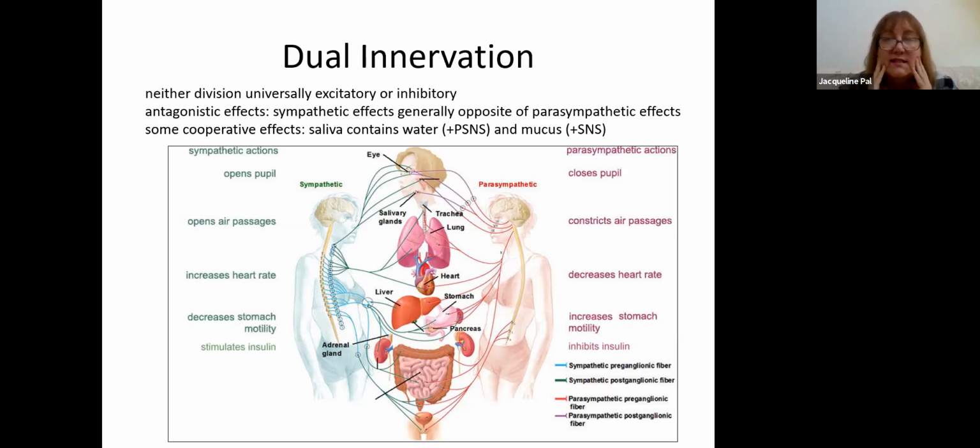For instance, when we look at saliva coming from our 3 salivary glands, 2 of the glands give us water in our saliva, and that's a parasympathetic effect, and 2 of the glands give us mucus, and that's a sympathetic nervous system effect. And you're saying, well, I thought you just said there's 3 glands, but you gave us 2 and 2, which is 4, because one gland has both parasympathetic and sympathetic innervation.